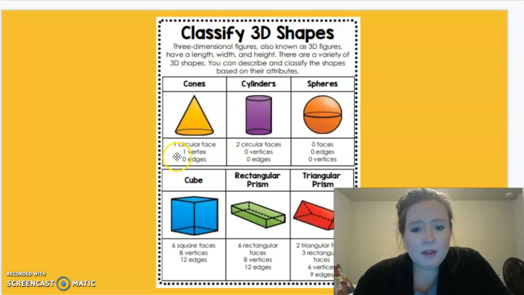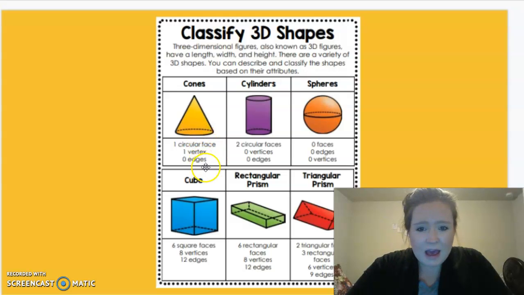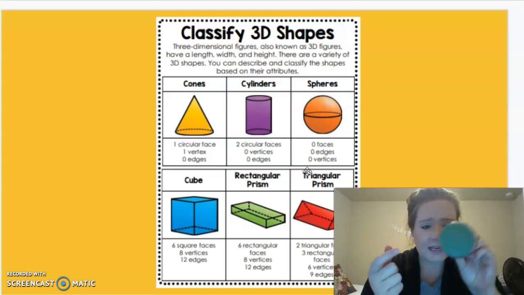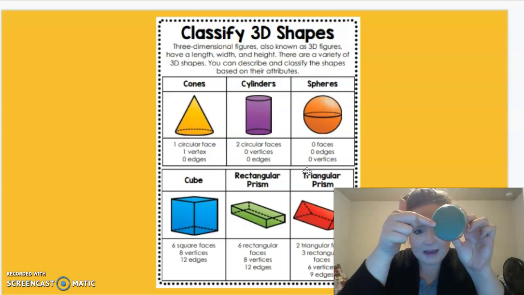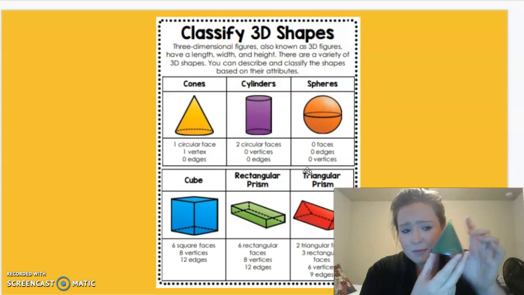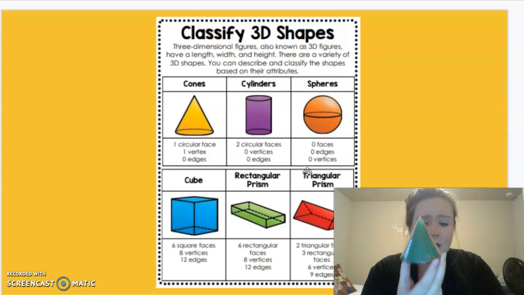A cone has one circular face, one vertex, and 0 edges. Okay, so here I have a cone. As you can see, here is the circular face. Here is the one vertex, and there are 0 edges.